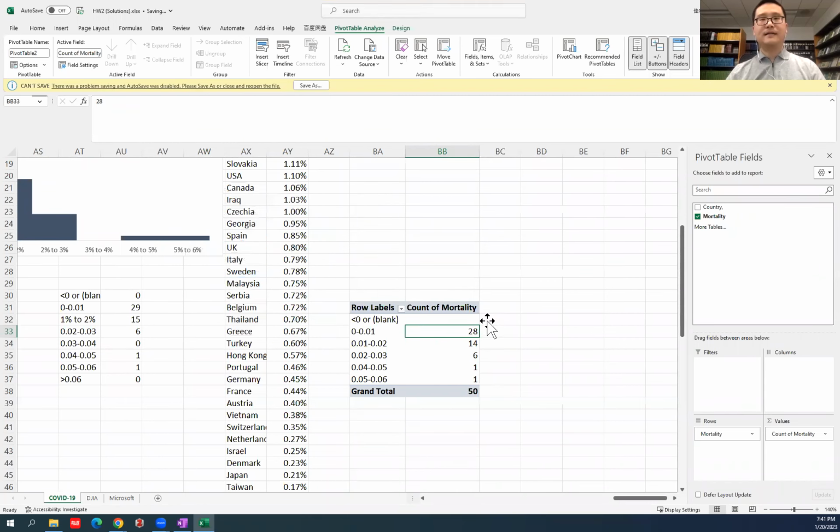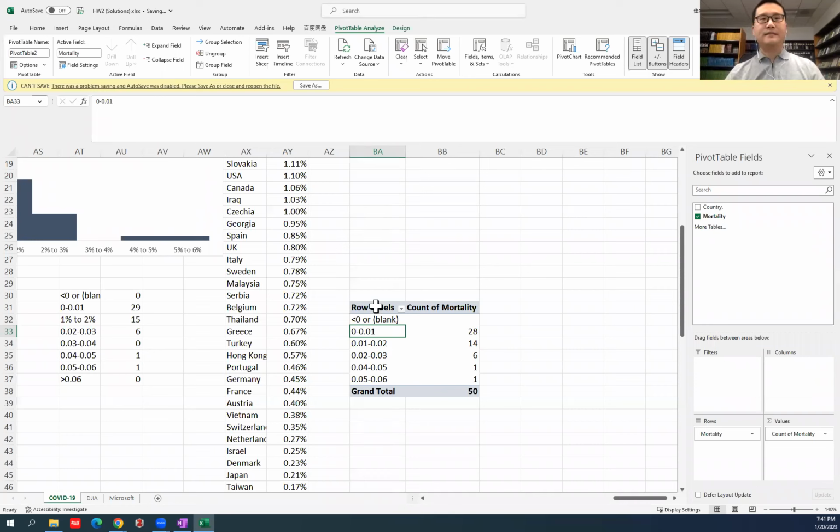So you notice that each of them would be an integer number of the number of cases in this range. However, some of you might have already noticed that this range in the row labels is not continuous. There's one missing. There was no country between 3% and 4%. So by default, Excel would ignore this row.